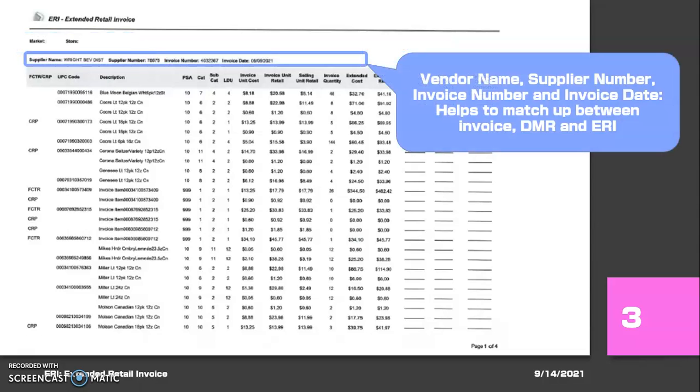Here you will see the vendor name, the supplier number, the invoice number, and the invoice date. This information can be used to help you match up between your paper invoice that you received upon delivery, the DMR corresponding to this ERI, and the ERI itself.